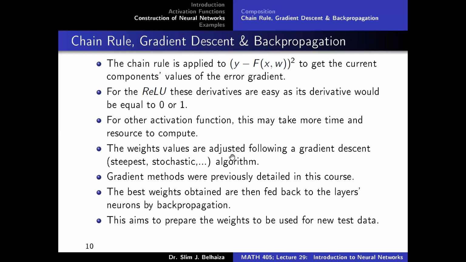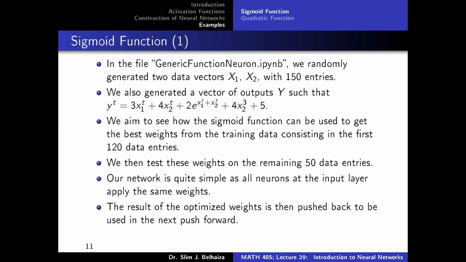The weight values are then adjusted following gradient descent, steepest descent, stochastic methods, or even more sophisticated methods like the Newton-Raphson method. The gradient methods were previously detailed in this course, as you know. The best weights obtained are then fed back to the layers' neurons by backpropagation, and this aims to prepare the weights to be used for the new test data. So, let's start with a small example.